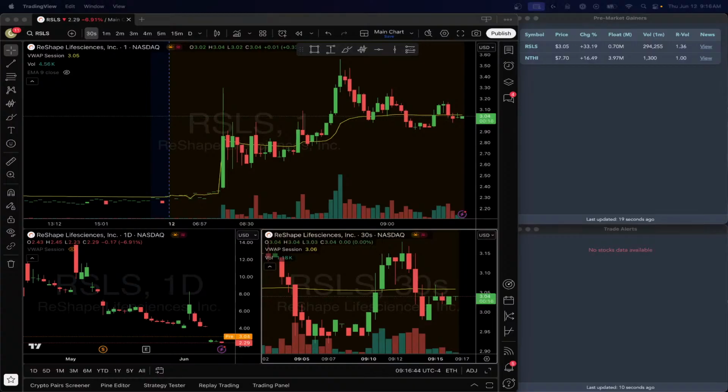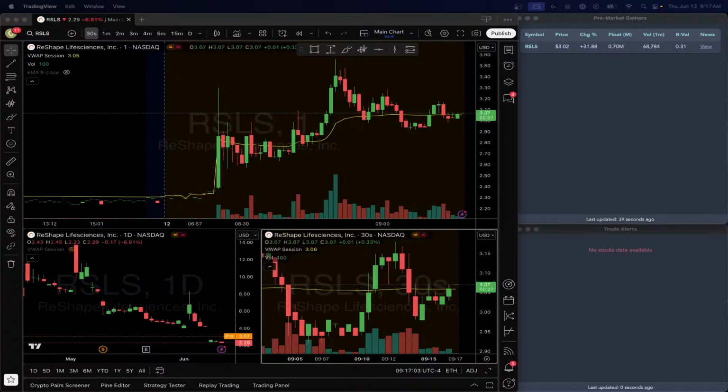So back to consolidating. We're holding the $3 mark. 307. 306. It's holding the VWAP. But we just don't have the volume.